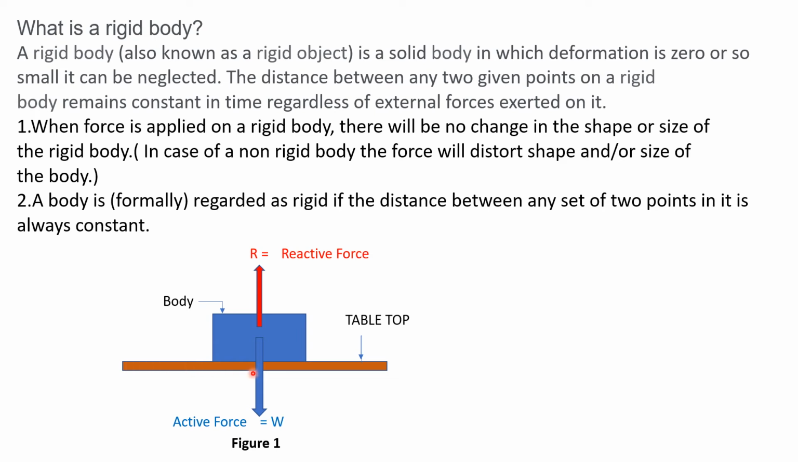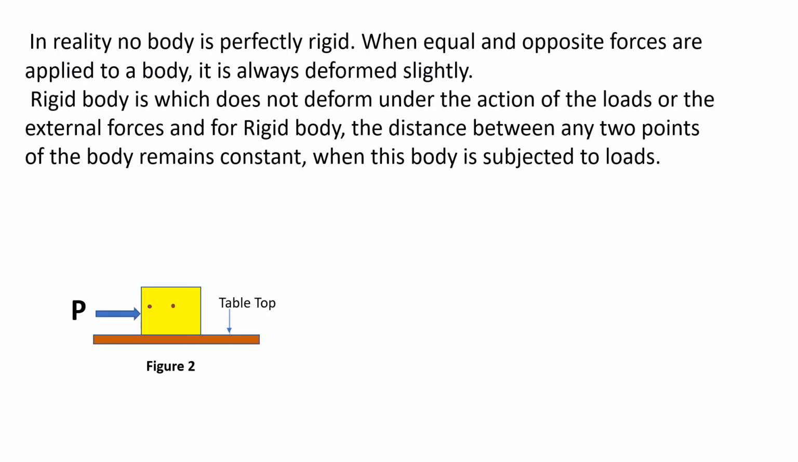But even this tabletop, if I go on increasing the forces, will start bending or showing cracks, so the rigidity is lost. The second point is, a body is regarded as a rigid body if the distance between any set of 2 points in it is always constant. Now let us see how this happens. As I have already said, in reality no body is perfectly rigid. When two equal and opposite forces are applied to the body, it is always deformed slightly.